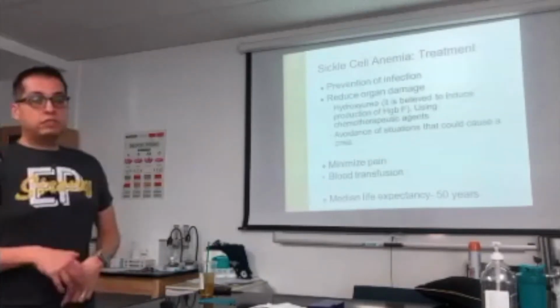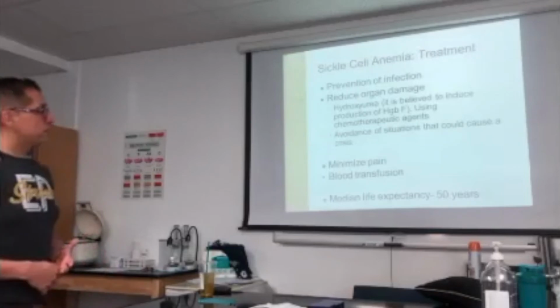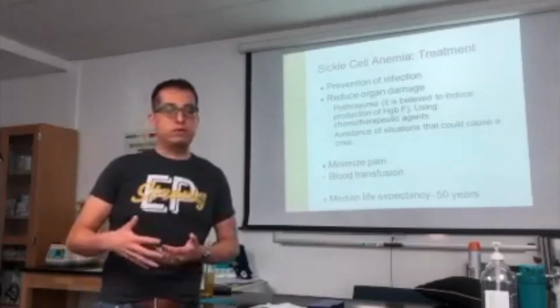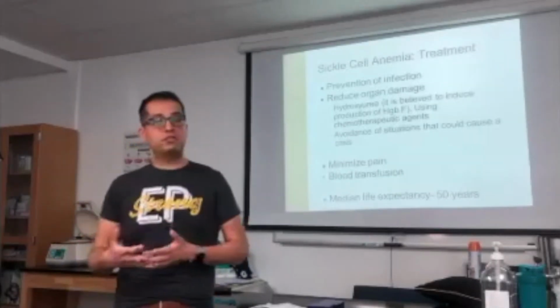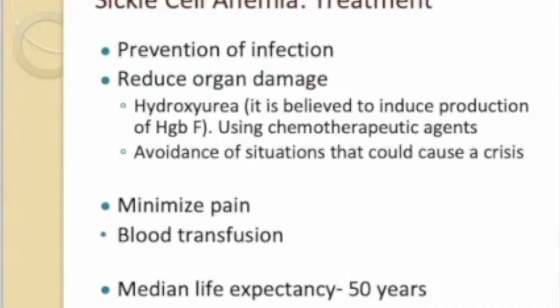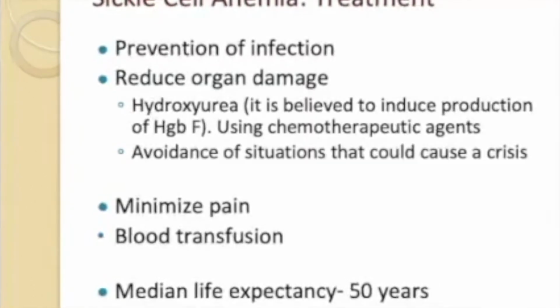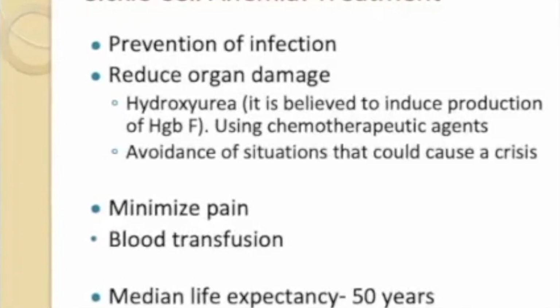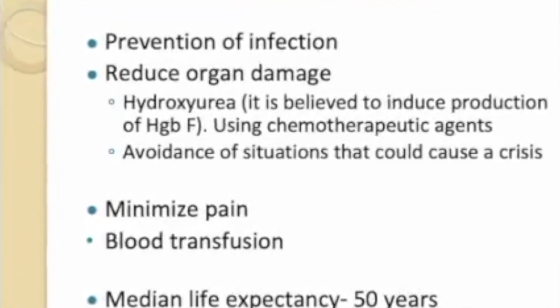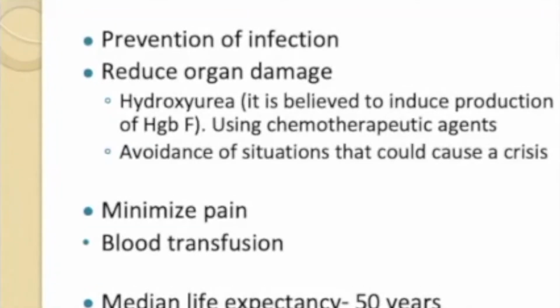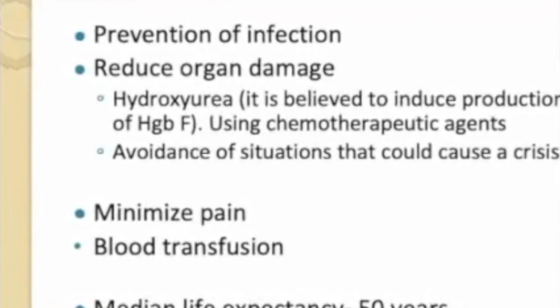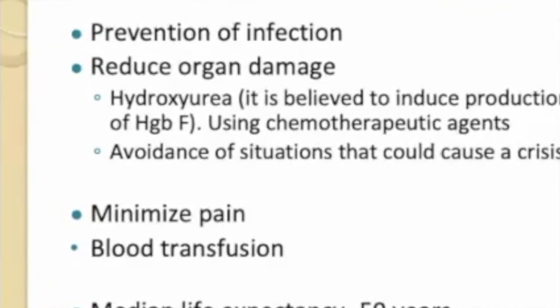So as far as the treatment for sickle cell anemia, it's all supportive therapy, supporting any of the signs and symptoms that the patient is suffering from. As far as supportive therapy, we're going to do prevention of infection, make sure that they don't get an infection, and try to fight it off before anything happens. As far as reducing organ damage, hydroxyurea, it's believed to induce the production of hemoglobin F using chemotherapeutic agents. Avoidance of any situations that could cause a crisis.